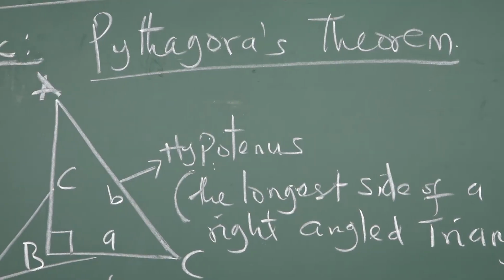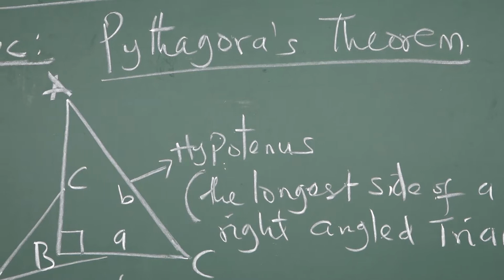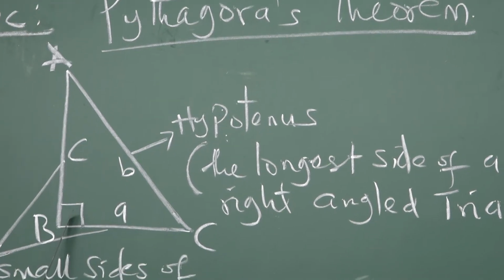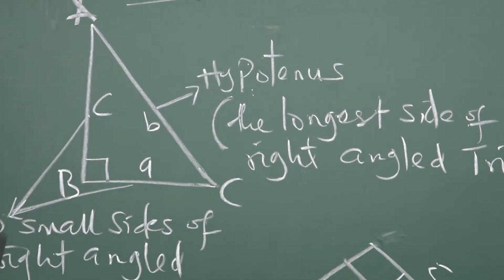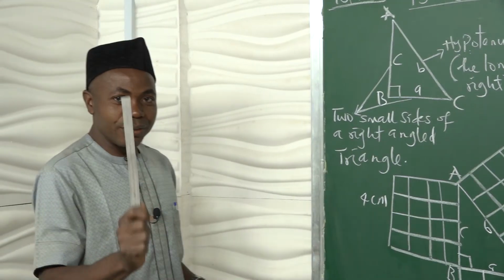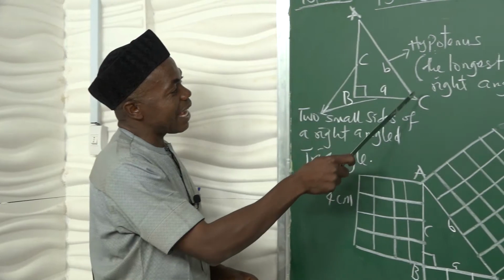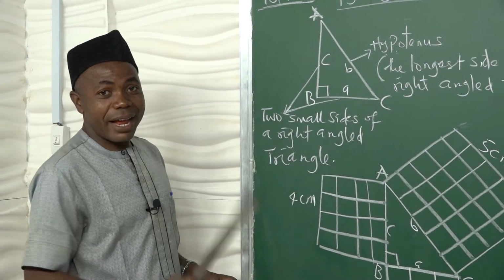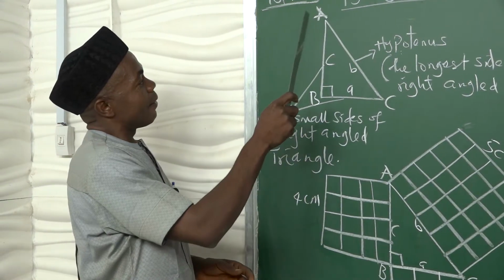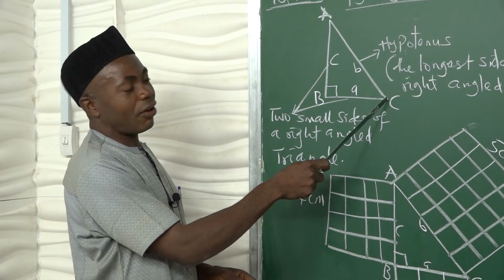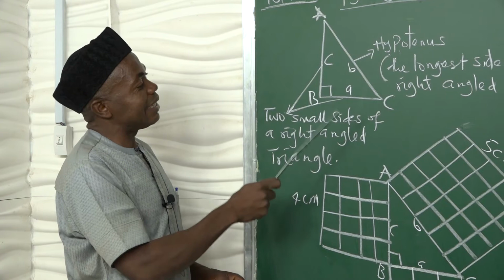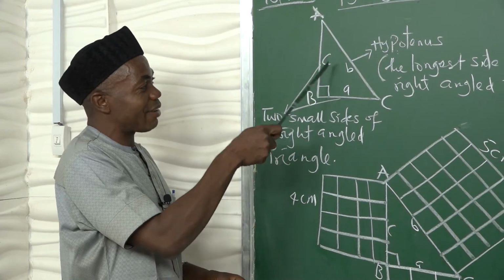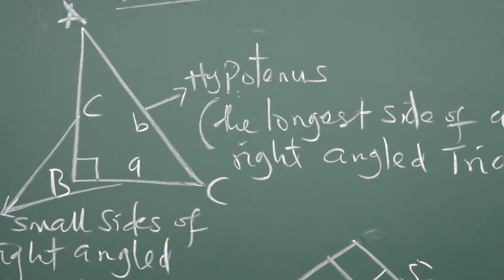And it is the only side that is facing the angle 90 degrees. This 90 degrees makes this triangle a right-angled triangle. So you need to note the longest side of a right-angled triangle. It is a constant side because it is facing constantly the 90 degrees, and this 90 degrees is what makes this triangle a right-angled triangle.